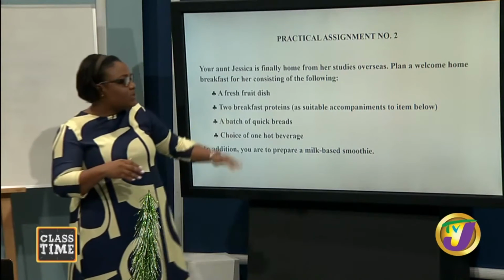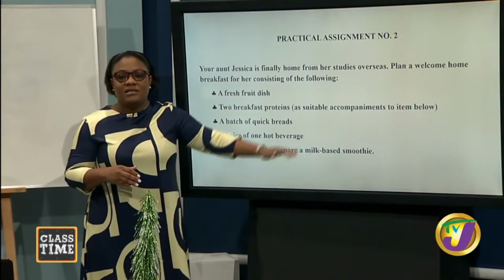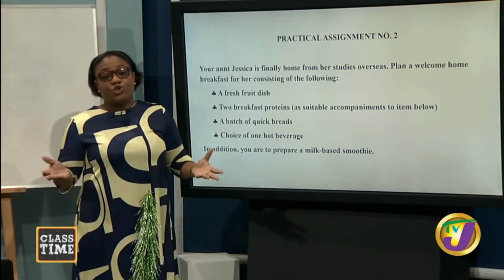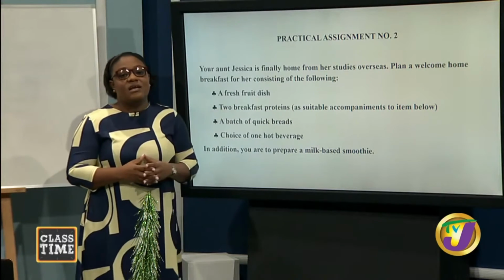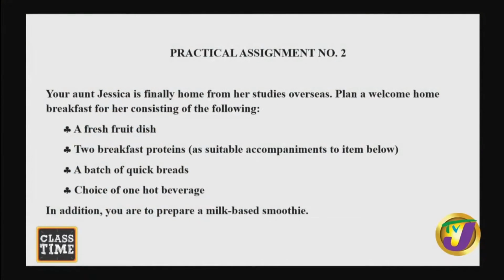And now, at the bottom, this is where you'll put in the task that has been given to you. I'm deliberately choosing the actual SBA number 1 task. This is a task that has been given by CSEC. And it reads, your Aunt Jessica is finally home from her studies overseas. Plan a welcome home breakfast for her consisting of the following: a fresh fruit dish, 2 breakfast proteins as suitable accompaniments to the item below. And the item below is a batch of quick breads and choice of 1 hot beverage. And in addition, you are to prepare a milk-based smoothie.